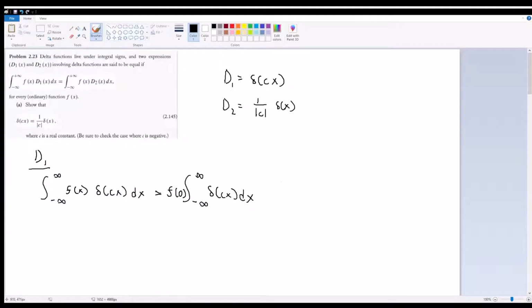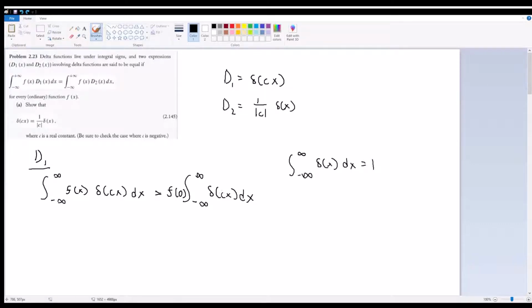Now, this is a bit of a problem, because we know that the integral from negative infinity to infinity of Dirac delta x dx is equal to 1. But we don't know if this is still necessarily true for a Dirac delta of cx. Intuitively, it seems like they should be, because they both have this identity of being 0 everywhere except at x equals 0, where it equals infinity. So it seems as if they should both equal 1, but that isn't necessarily true. This constant at the front actually does alter the properties of the delta function somewhat.